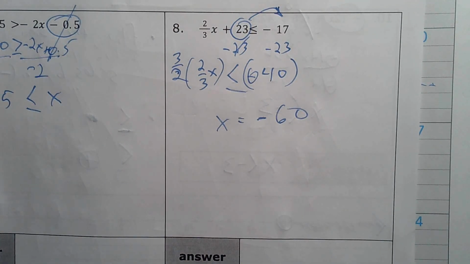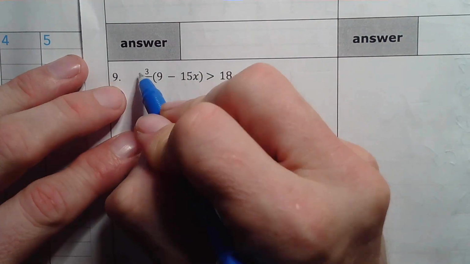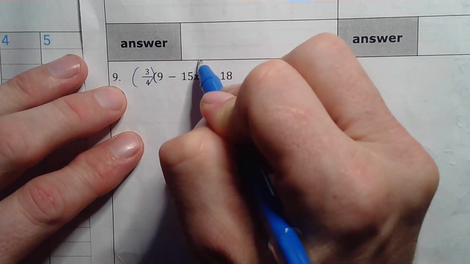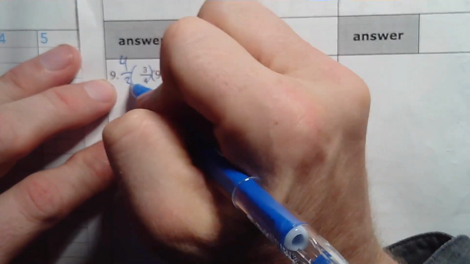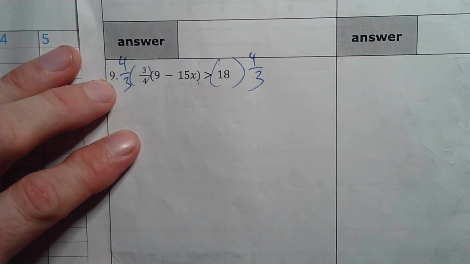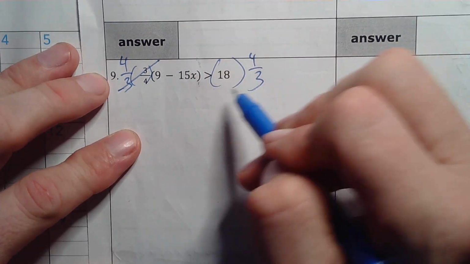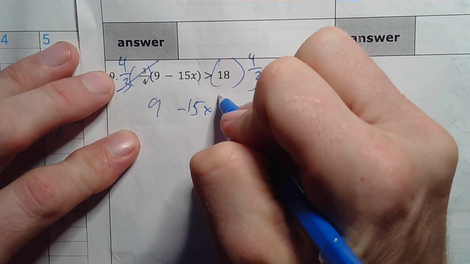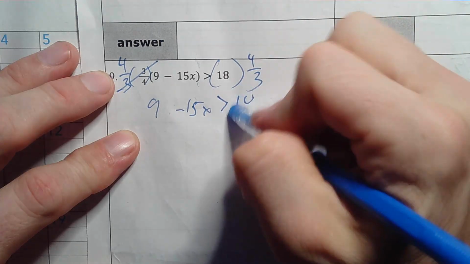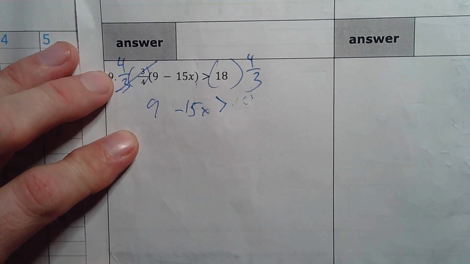Like that. I don't even know if I was in camera view for that one. Okay, similarly, I'm going to multiply both sides, the whole thing on both sides, by the reciprocal, 4/3. Okay, so that gets rid of that. So I have 9 minus 15x is greater than or equal to 18 times 4/3. So 18 times 4 divided by 3 is 72 divided by 3, which is 24.